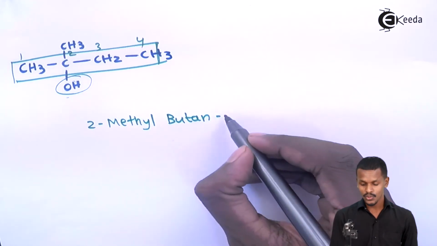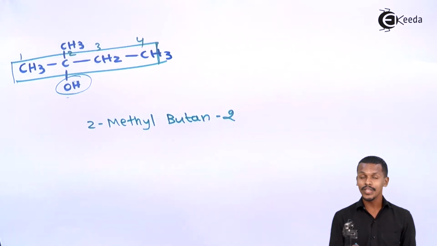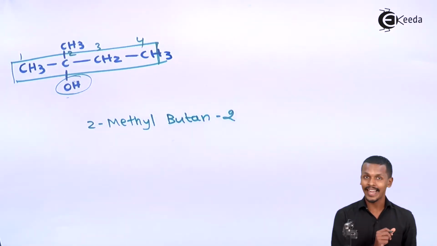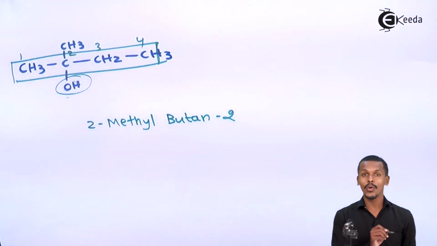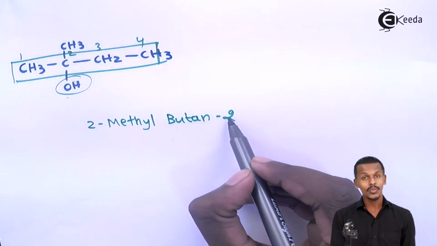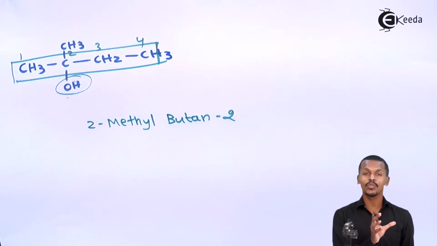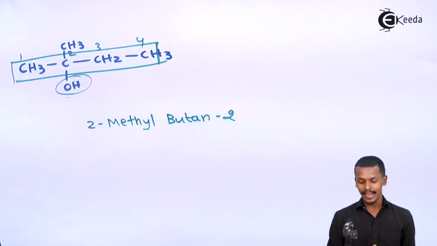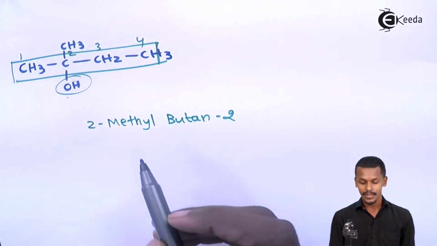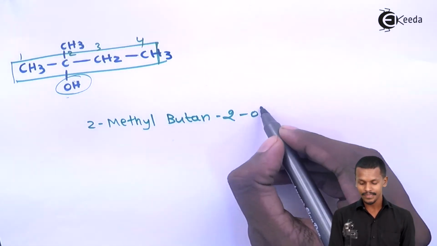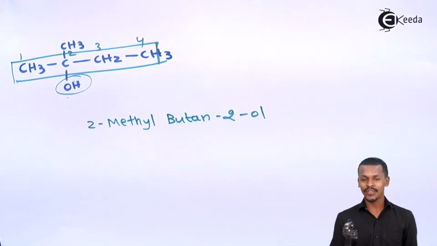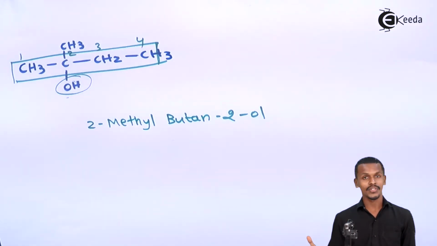butane 2. This 2 is for the position of the functional group that has been attached, and that functional group is the OH group. So this 2 represents the position of the OH group attached on the straight chain, and that is the reason that the name of this is butane-2-ol. So this is the IUPAC name of the first one that we did, that is 2-methyl butane-2-ol. This is the functional group that we have mentioned over here.